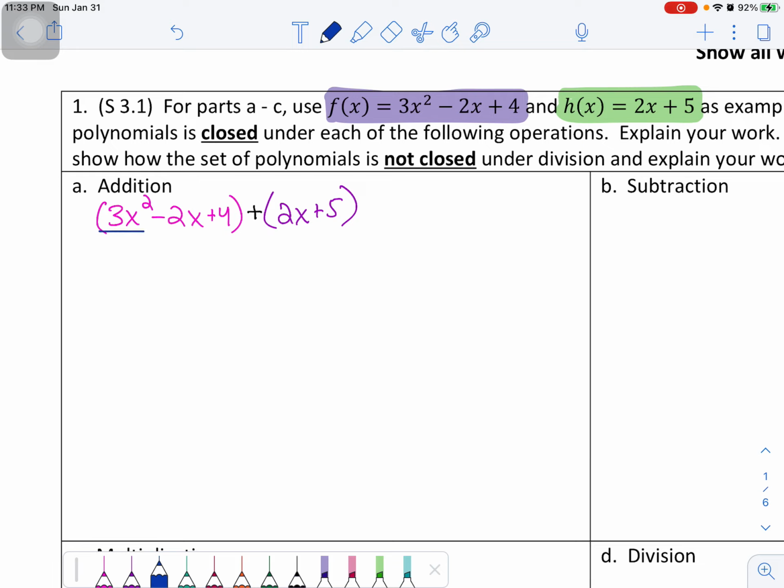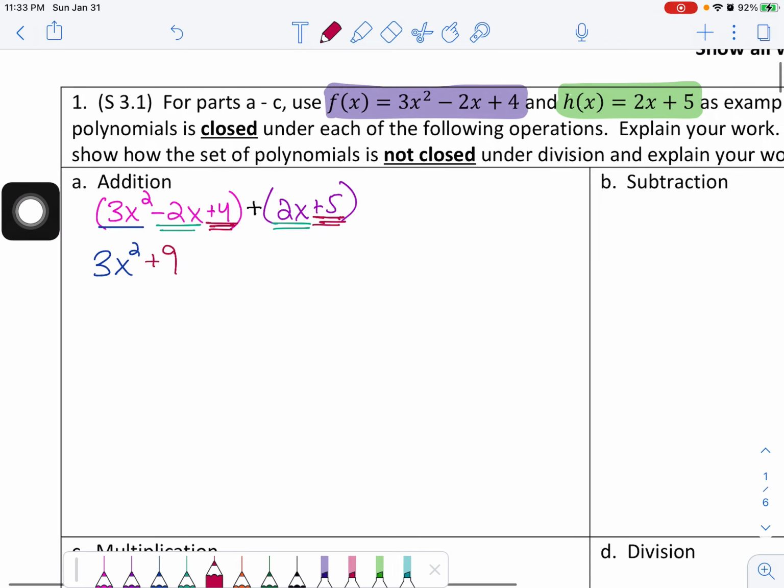So 3x squared has nothing else like it, so 3x squared. Negative 2x would be like positive 2x, but when I combine those by adding, there's not going to be anything there. Then separately, I've got positive 4 plus positive 5, so that would get me plus 9. Now, it doesn't matter how many terms I create here. What matters is that I added a polynomial to another polynomial, and what I've created is a polynomial.